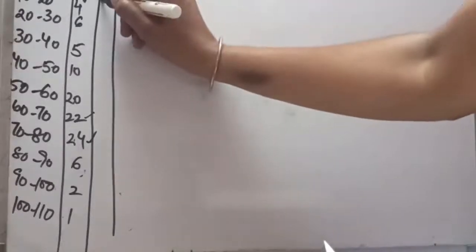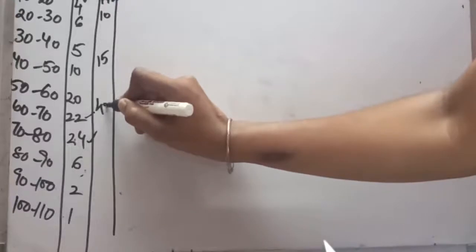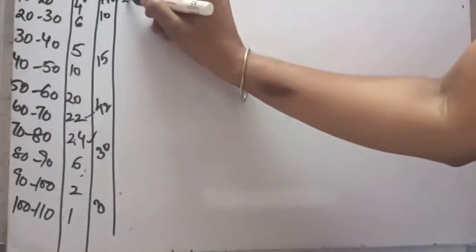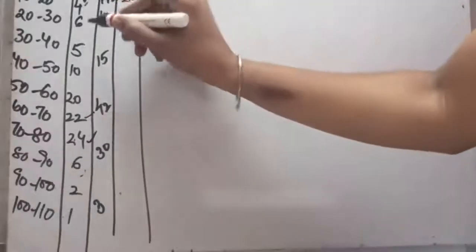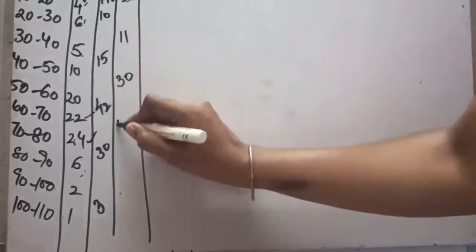Now we will prepare column number 2 as we have seen. Column number 2 is prepared by adding the values of 1 and 2. So the first value we will write in the center: 10, 15, 42, 30 and 3. Next will be our third column, which will be prepared by adding 2 and 3. Now we will ignore the first and add 2 and 3. So it will be 11, 30, 46 and 8.